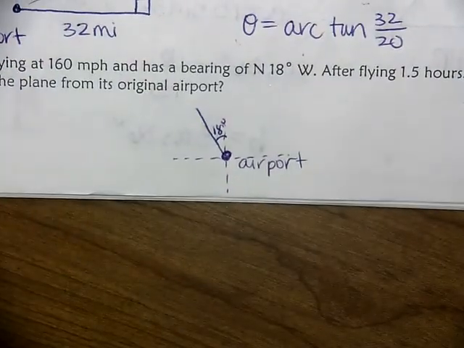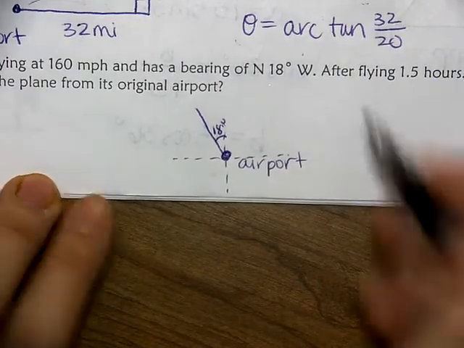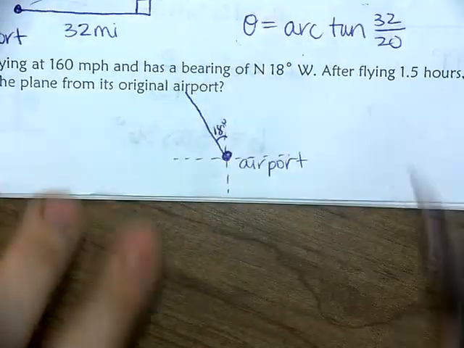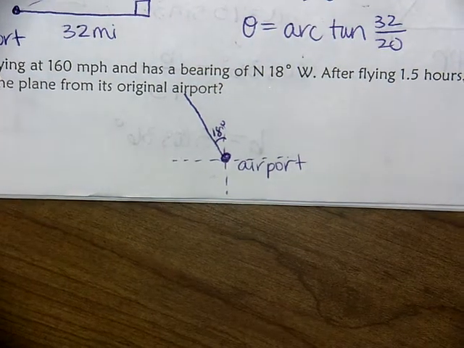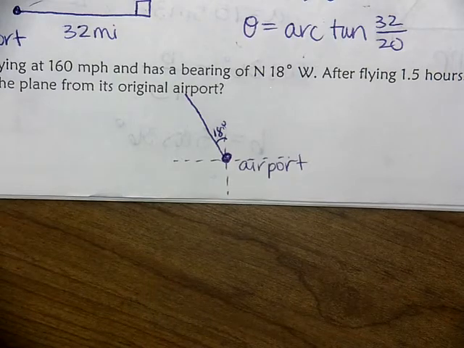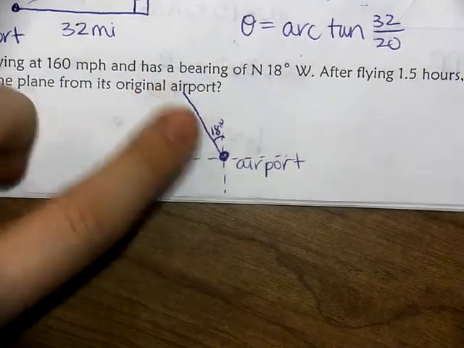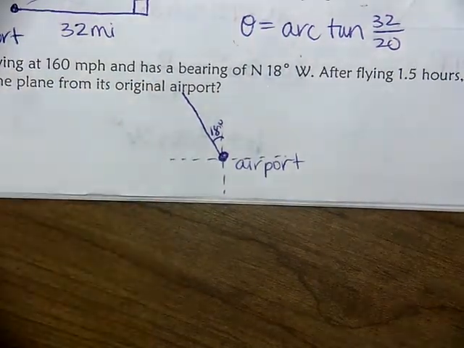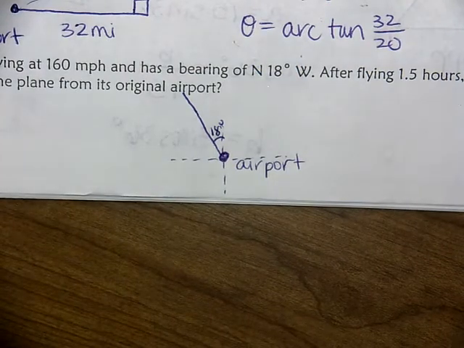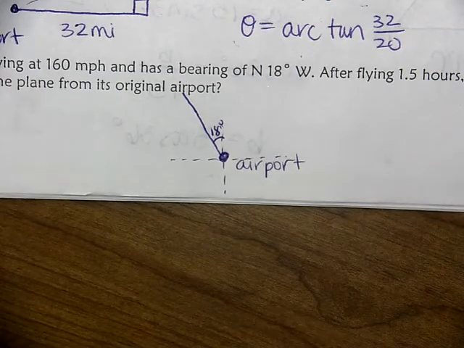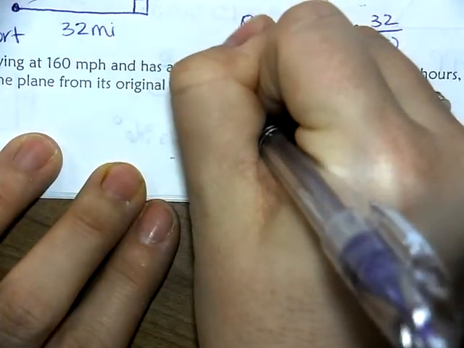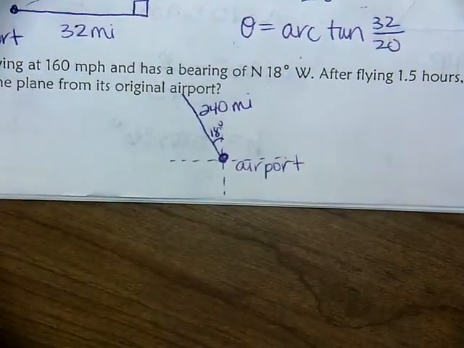Okay, that's more helpful. Now it says that the plane flew at 160 miles per hour. But it flew for an hour and a half. So, don't I know this side length here? What is that? Why is it 240 and not 160? Right, because it flew for the hour and a half. So after an hour it went 160 miles, but then it went another half. So 240 miles is this distance here.